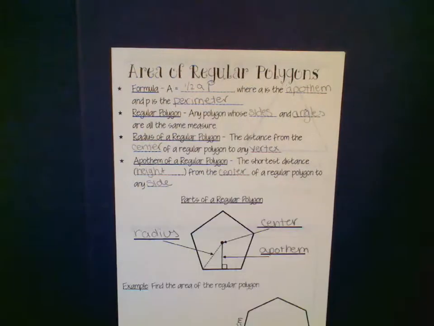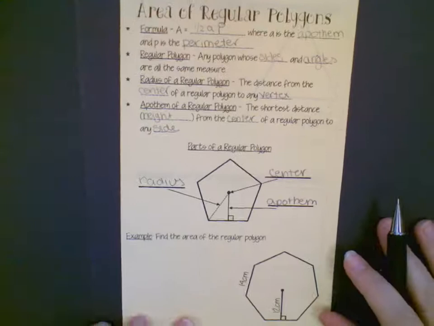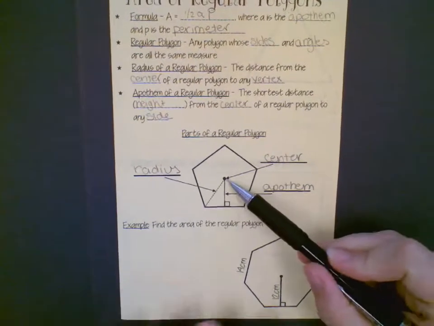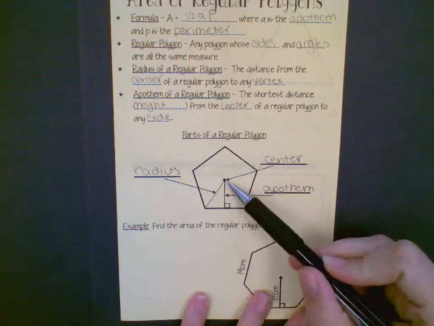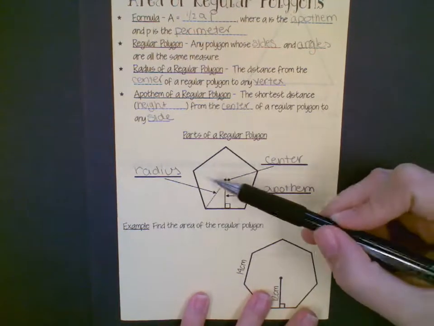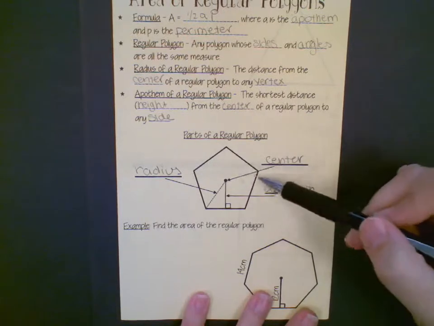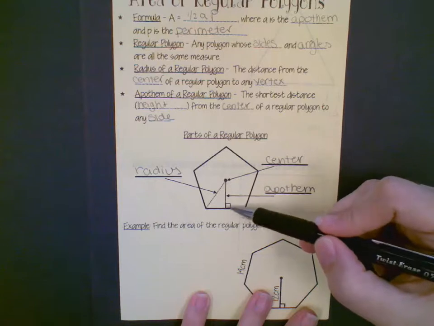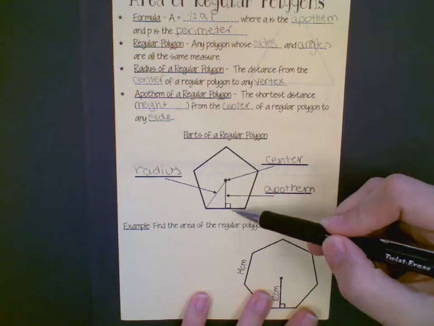Okay, so if we look at our diagram, we can see all of those things that we just talked about. So here's our center. Our radius goes from the center to a vertex. So for this polygon, there would be 5 radiuses, radii. And then our apothem goes from the center to a side, and it's perpendicular, so it's like the height.